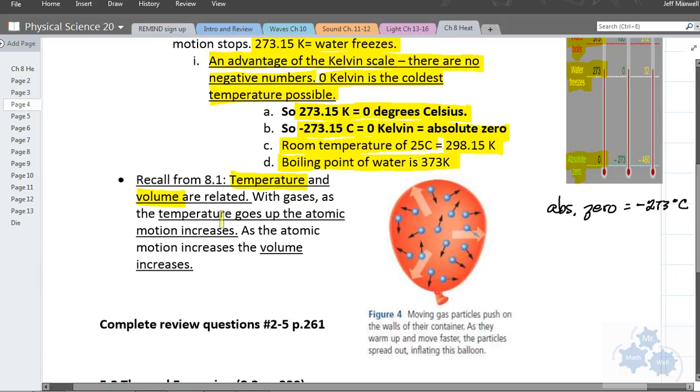With gases, as the temperature goes up, atomic motion increases, and as that atomic motion increases, the volume also increases. So that's just the last little point. As the motion of the particles increases, the volume would also increase. The little note under the figure says, moving gas particles push on the walls of their container. So it increases pressure as well, and if that volume can change, the volume will expand to maintain the pressure. As they warm up, they move faster, the particles spread out, inflating the balloon.